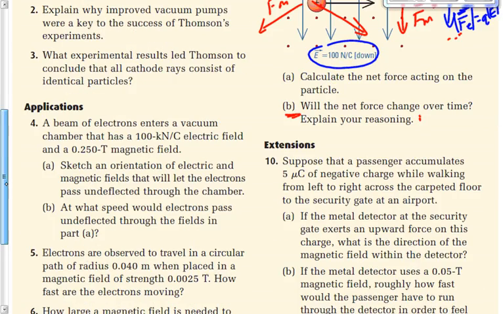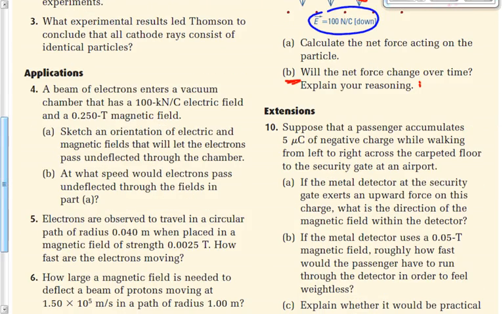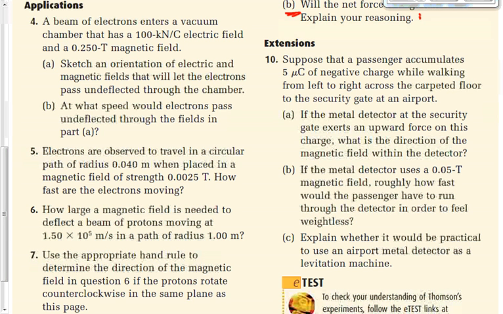And finally, question number 10. Suppose a passenger accumulates 5 microcoulombs of negative charge while walking from left to right across a carpeted floor, security gate at an airport. The metal detector at the security gate exerts an upward force on this charge. What's the direction of the magnetic field within the detector?